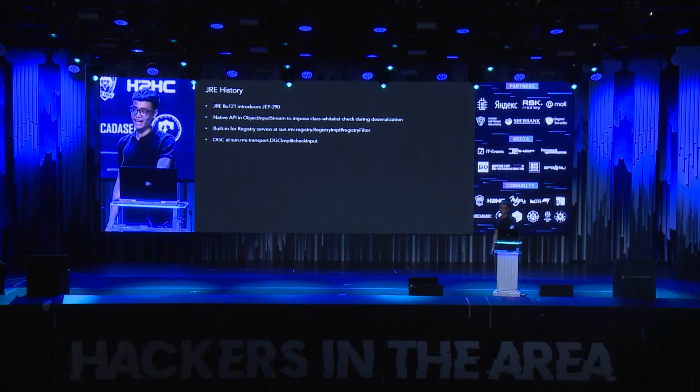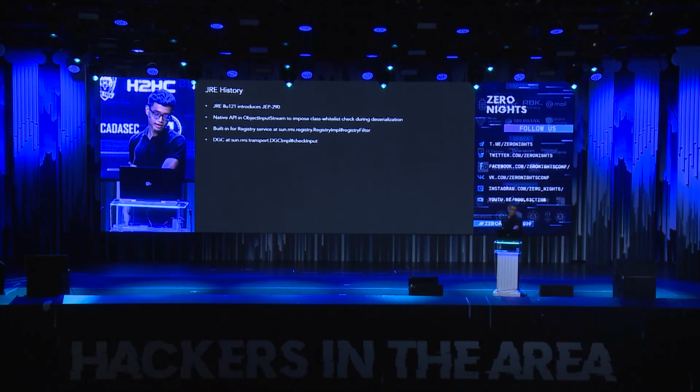Before this came around, we had to use a technique called look-ahead deserialization, and it takes a lot of resources to build a look-ahead deserialization that actually works. This is built in for the registry service and the DGC service in Java runtime 8u121. The registry service basically whitelists only classes that are in the RMI packages. So this is where the fun comes in.